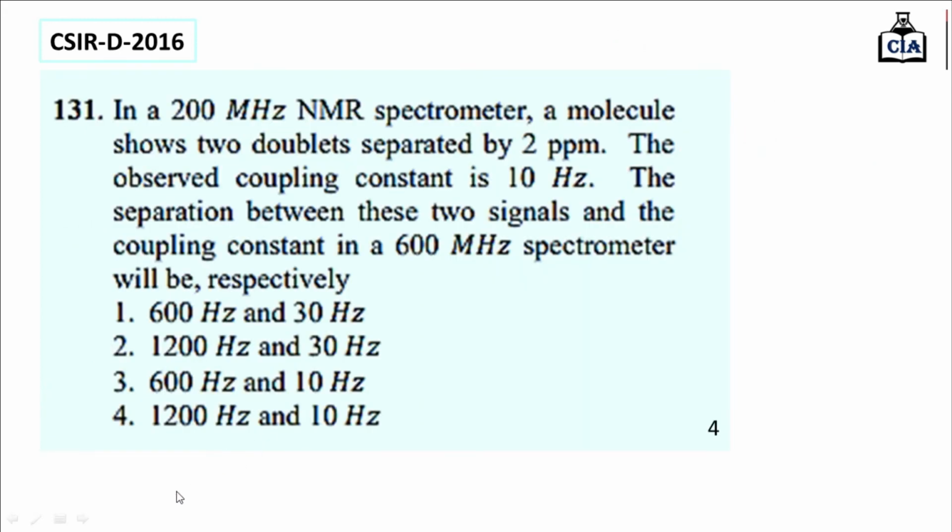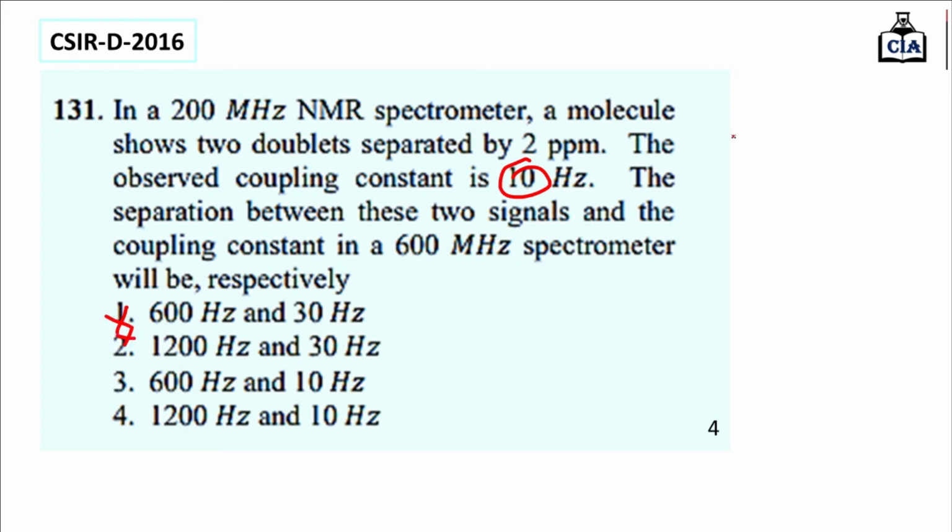Now the next question from CSIR December 2016. In this question we have to find out the correct value of the coupling constant and the resonating frequency at a 600 megahertz spectrometer. So we know that if we increase the spectrometer frequency, there is no change in the coupling constant value. So the coupling constant value remains the same at a 600 megahertz instrument also. So the coupling constant value is 10 hertz. So it is constant. So options third or fourth might be correct. So first and second are incorrect.